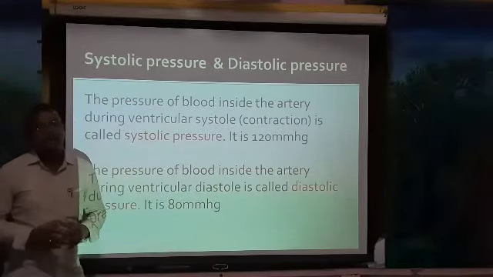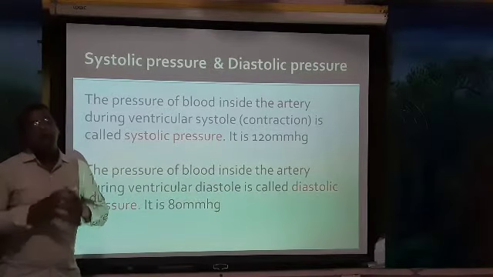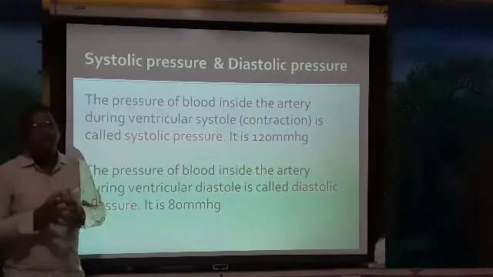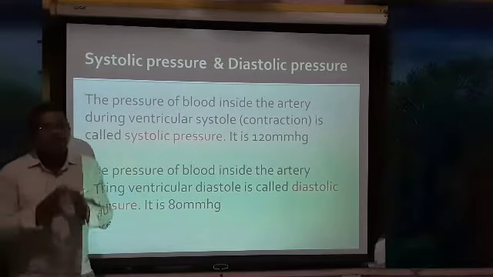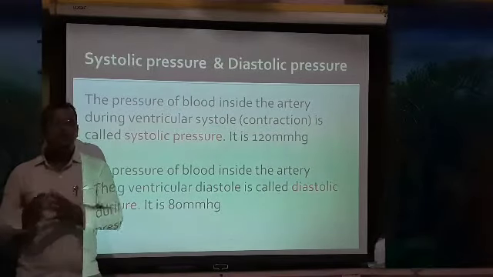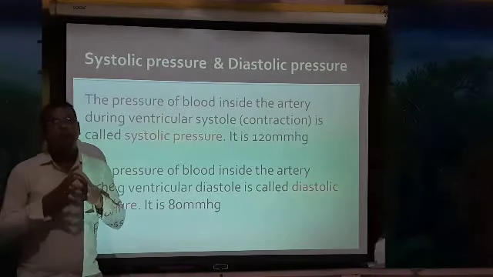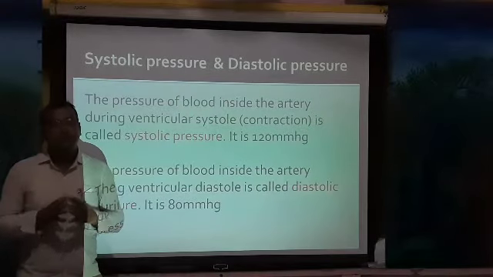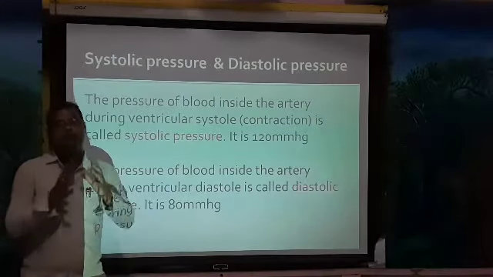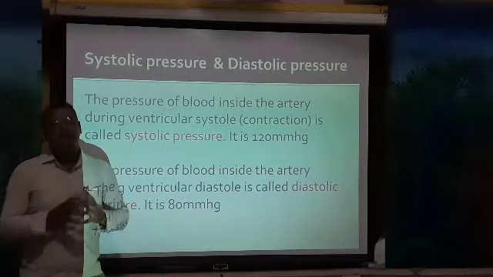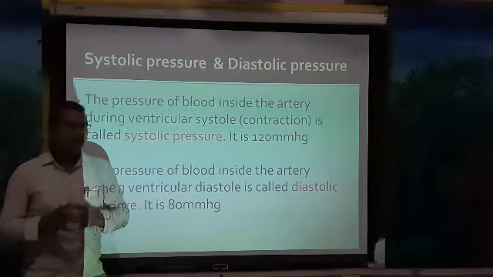1 millimeter of blood has about 80 of pressure. Usually this blood pressure we measure by using an instrument called a sphygmomanometer. The sphygmomanometer is one of the instruments used to test or measure the blood pressure of human beings.